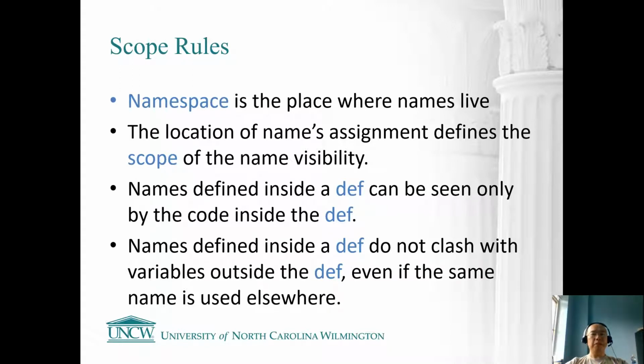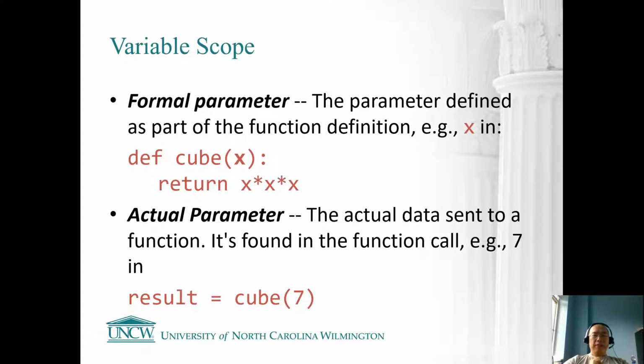This is confusing, but in Python, this is supported. Okay, and another two concepts I want to talk about are one, formal parameter, and two, actual parameter. We have seen this before. For the formal parameter, when I'm defining a function, say, define cube, for the cube function, I'm taking a parameter x, and then I'm returning x cube, right?